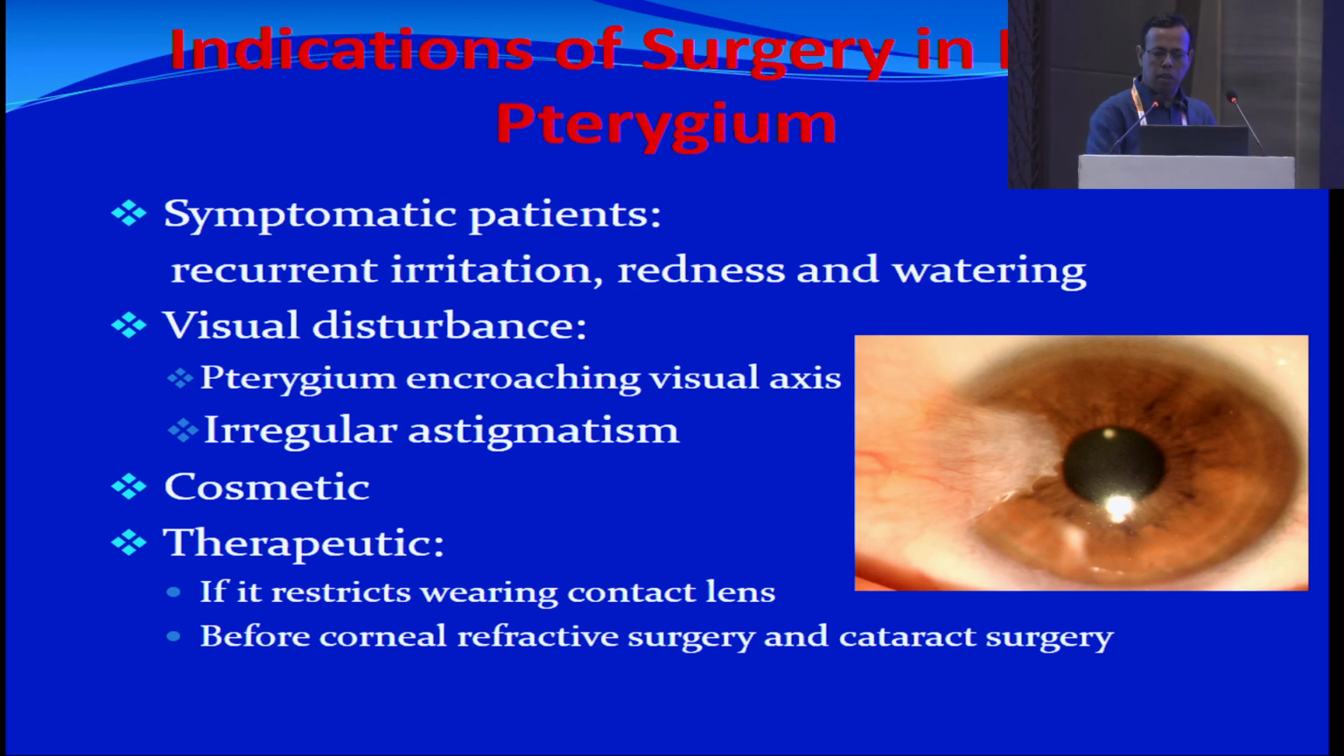All the indications of surgery in primary pterygium have already been discussed, just a repetition. Surgery is indicated in a symptomatic patient, if the patient presents with recurrent irritation, redness or watering, or if there is any visual disturbance, which may be due to pterygium encroaching on the visual axis or because of irregular astigmatism. Cosmetic purpose is the most common indication for surgery, and there can be therapeutic indications also if it restricts wearing contact lenses, or if the patient is planning for refractive corneal surgery, or before cataract surgery.